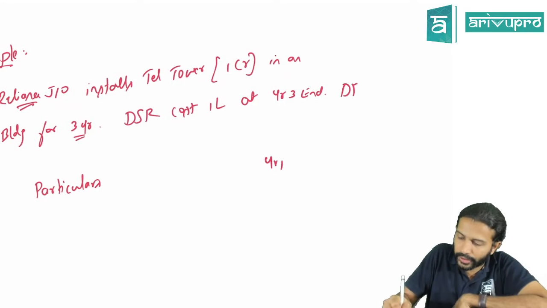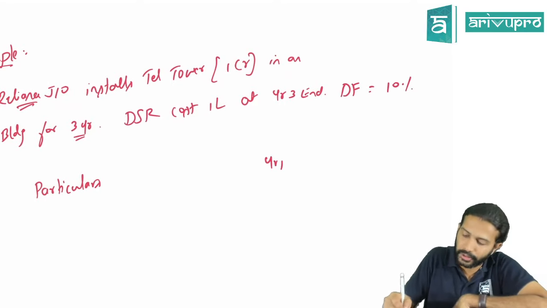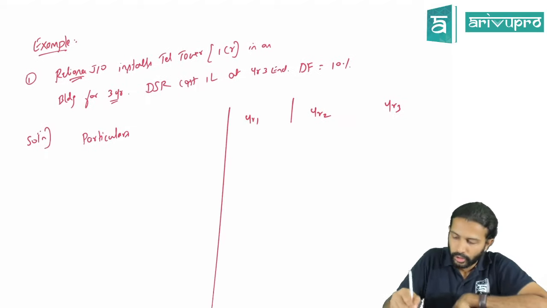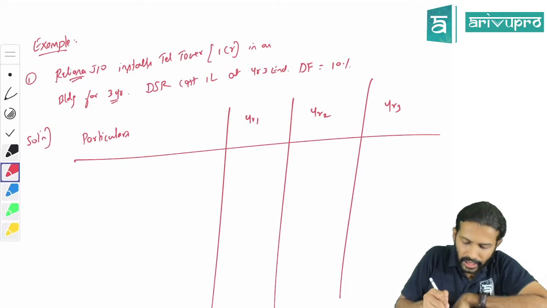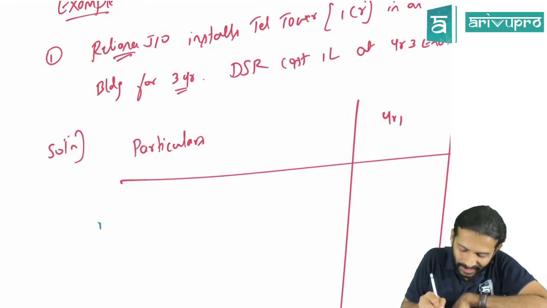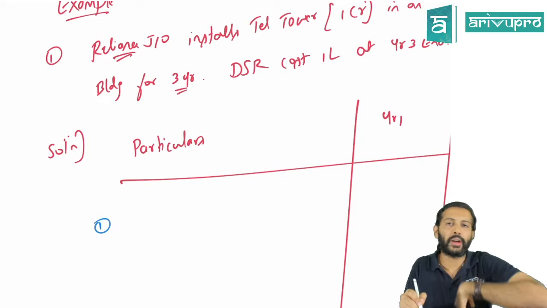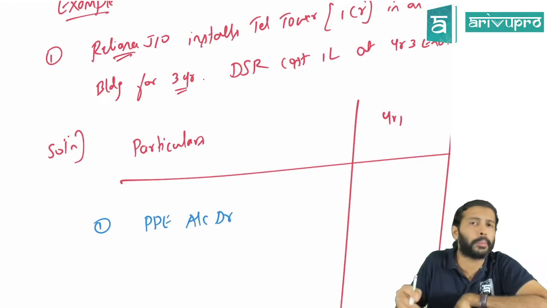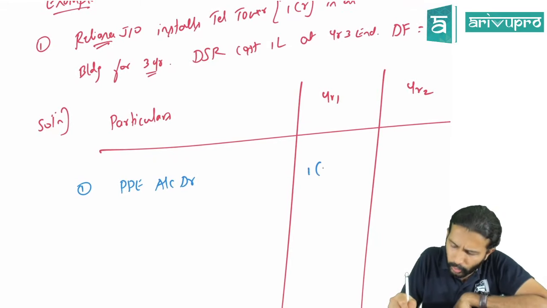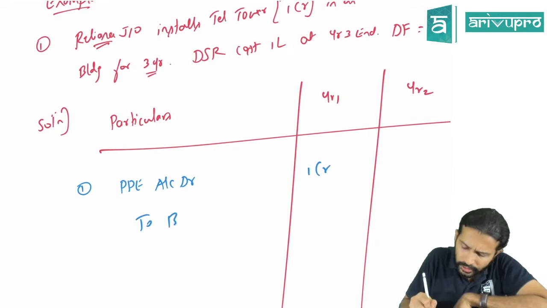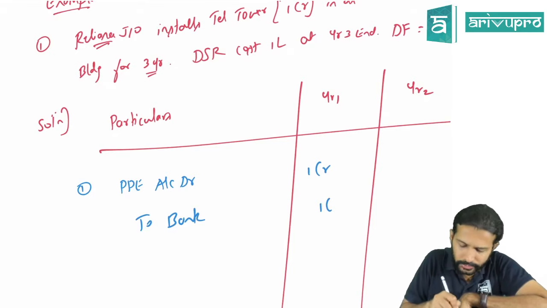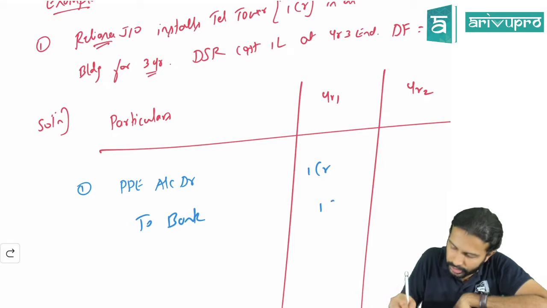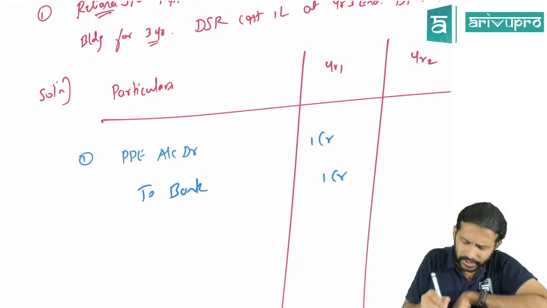Let's say the discount factor here is at 10%, again for simplicity. Year 1, year 2, year 3. Okay. I think in the class also I had given the same example, but let's quickly cover it off, no problem. So Reliance Jio has purchased the telecom tower. So the journal entry for that, for Reliance, it's a property, plant and equipment, right? So property, plant and equipment account debit 1 crore rupees, to bank account 1 crore rupees. Let's do a simple journal entry. So this is for the telecom tower purchased.